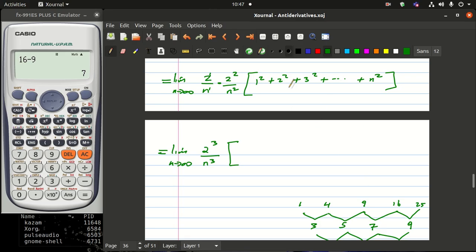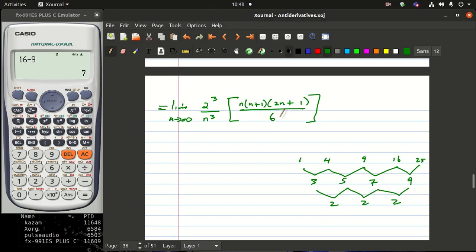And since we have 1, 2, 3, 4, 5, we know its formula, as we said, and we know the number of terms here. The number of terms is n, and the formula is going to be n, then n plus 1, and then 2n plus 1. You divide this whole thing by 6. That was the formula we had in the previous lesson, and of course we summarized and talked about it.